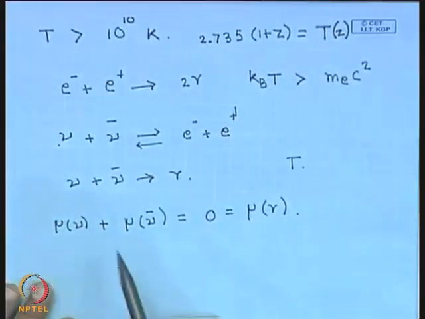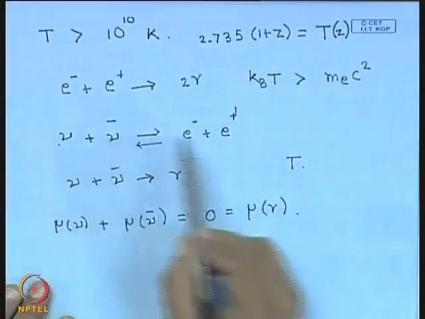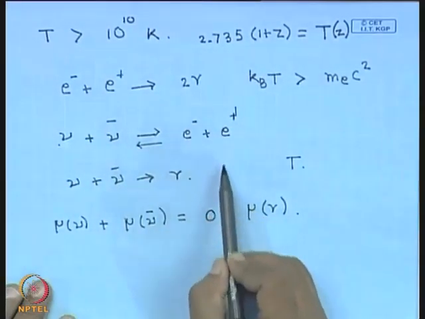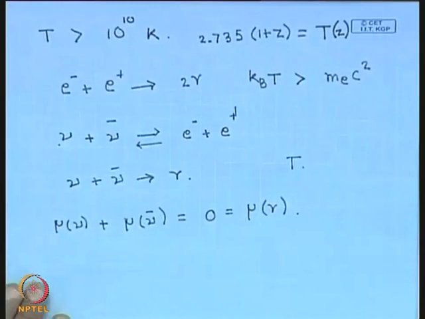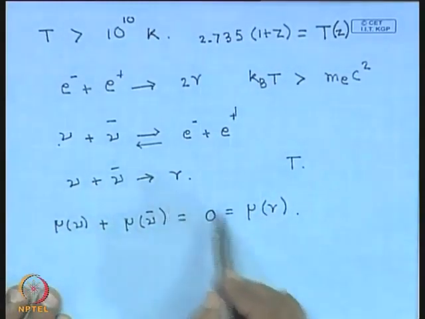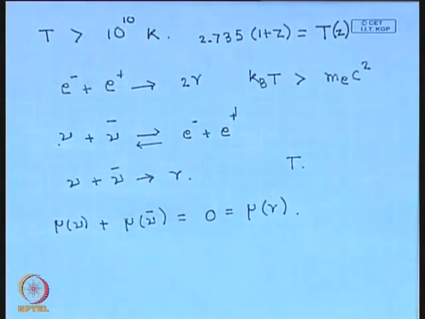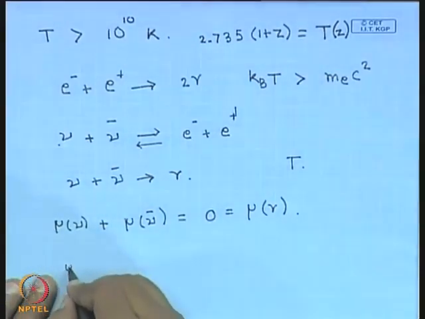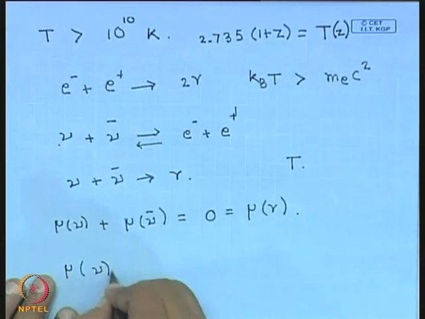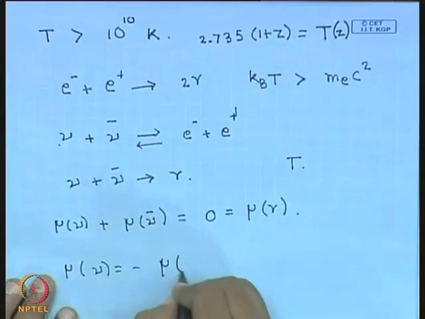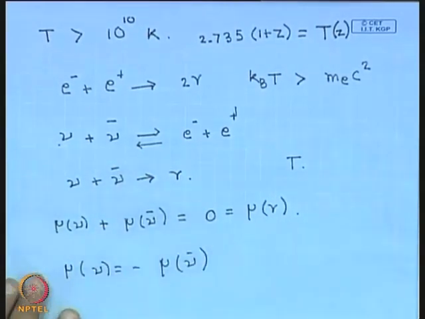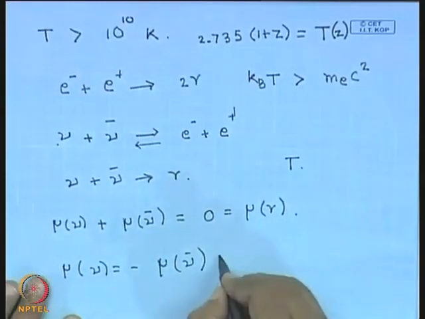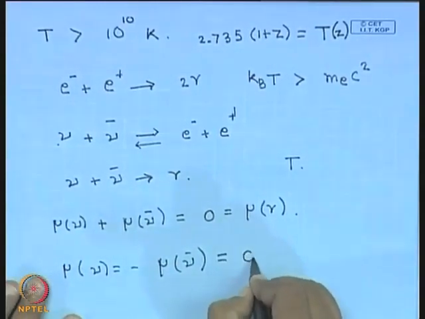Okay, so in thermal equilibrium, the chemical potential of the reactants is equal to the chemical potential of the products. The sum of these two chemical potentials should be equal to 0, because photons have no chemical potential. They can be produced or destroyed. There is no conservation number of photons. So this tells us that the chemical potential of the neutrino should be equal to minus the chemical potential of the antineutrino, nu bar, and we will assume that these are both 0.